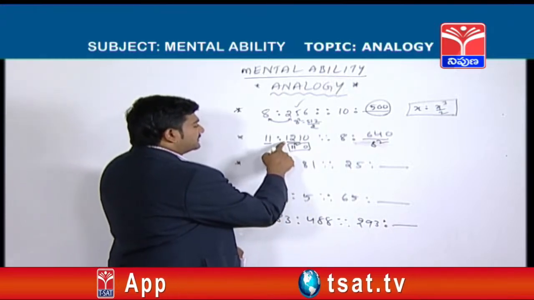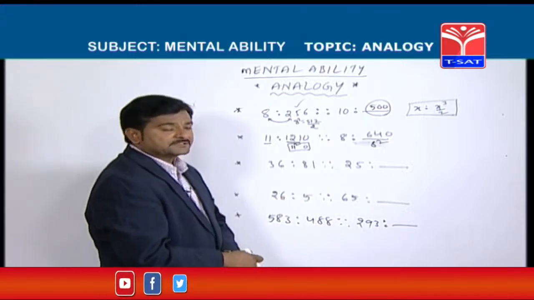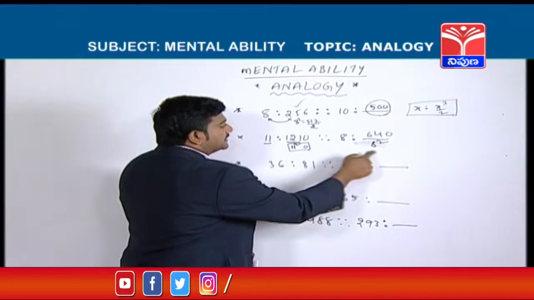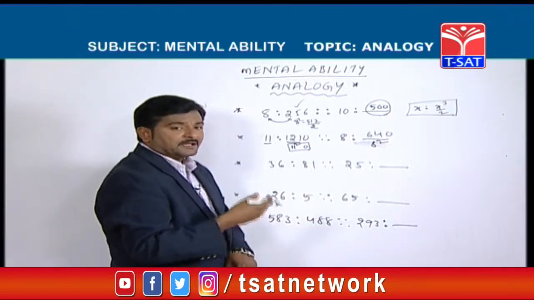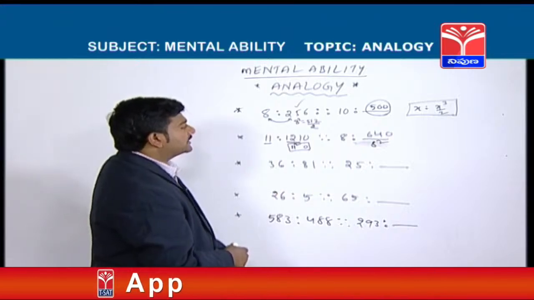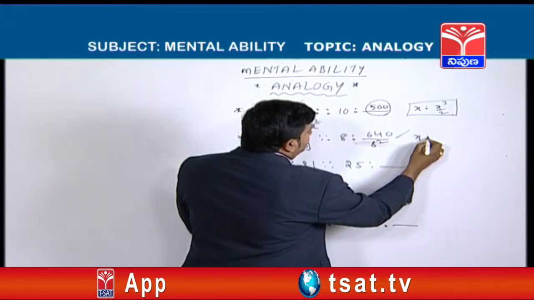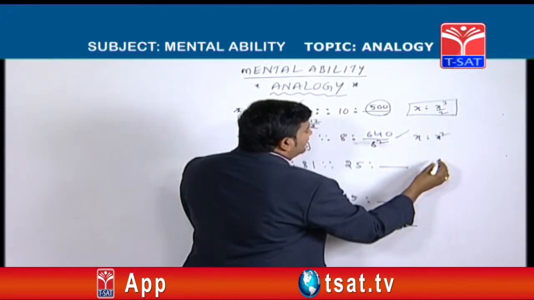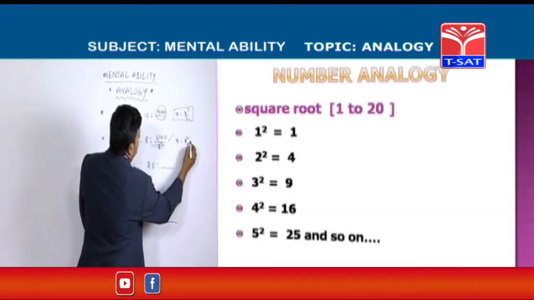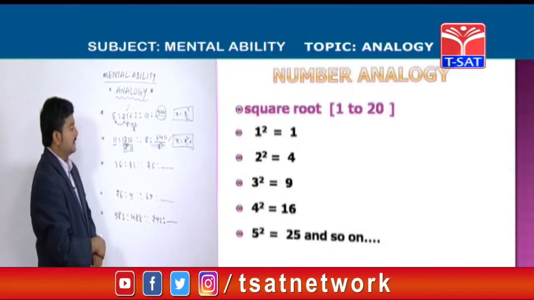11 means 11 square, keeping 0 beside the 11 square value. Similarly, 8 means 8 square, again keeping 0 beside 64. So I am getting 640 as the answer. So what is the concept involved here? x is to x square, but keeping 0 beside the x square. That is the concept involved in that question.